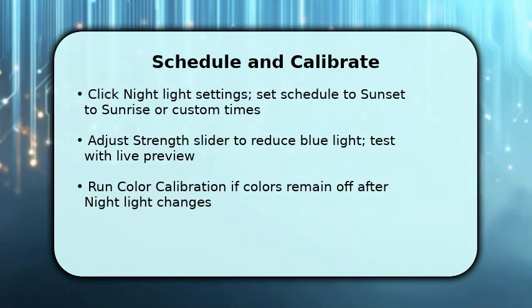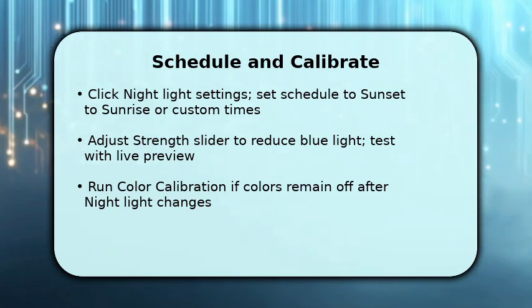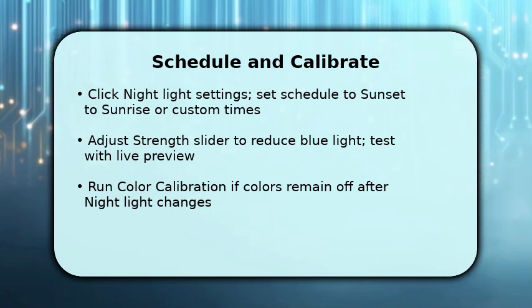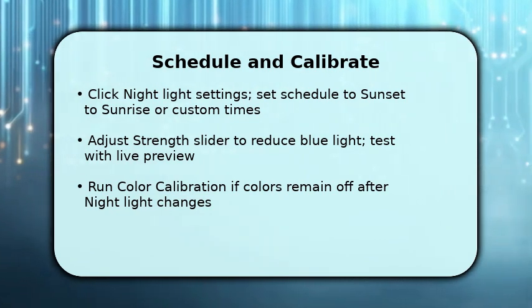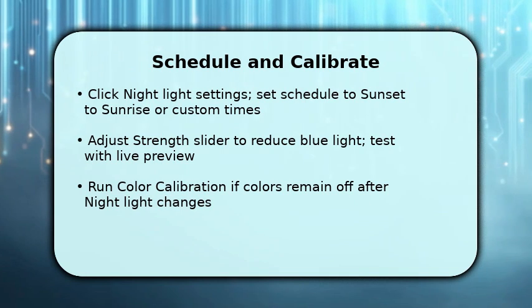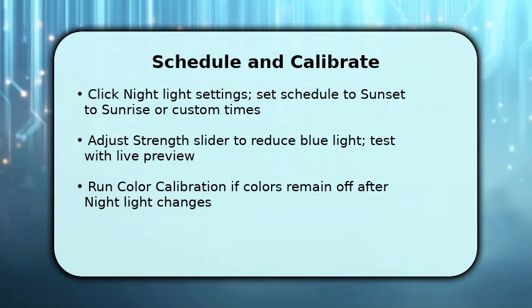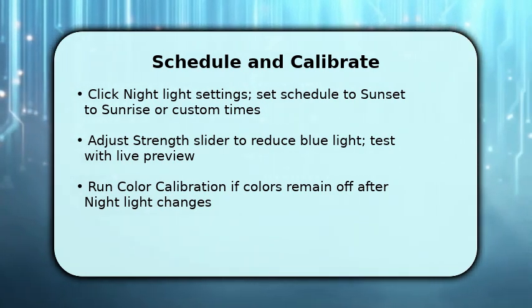Once in Night Light settings, choose sunset to sunrise to use location-based timing, or set custom hours if you prefer strict control. Adjust the strength slider to a comfortable tint. Lower values reduce blue light without making the screen too orange. Make sure location services are enabled for sunset timing to work.